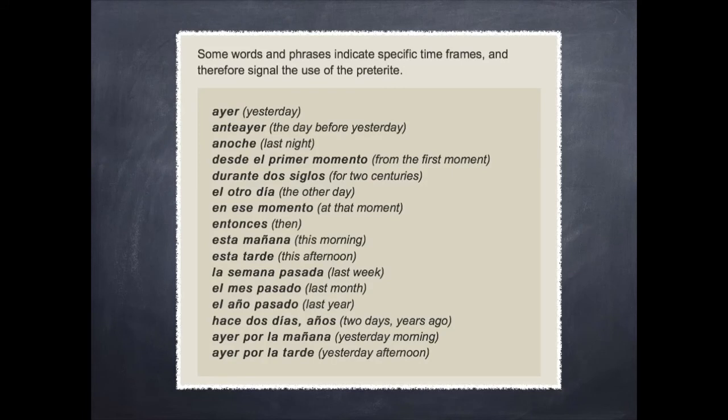Now, here are some words and phrases that indicate specific time frames and therefore signal the use of preterite. This isn't 100%, but the majority of the time, you can use these to indicate the preterite tense. We'll talk about it in class. It depends on the message that you're trying to give to the person, whether you can use preterite or imperfect with these particular vocabulary words. So write them down and memorize them, because you'll need them for future reference.